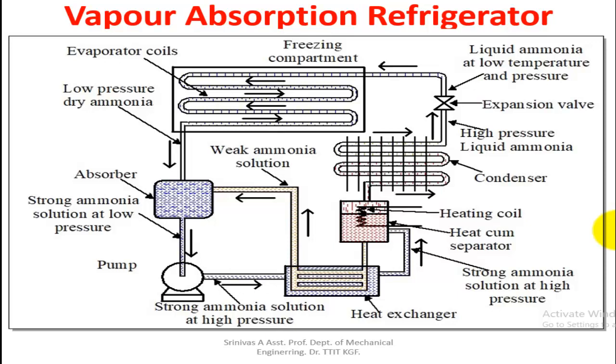In the last video, we discussed one type of refrigerator, that is the vapor compression refrigerator, and this video will discuss the construction and working of the vapor absorption refrigerator. And this is a block diagram of the vapor absorption refrigerator, and now we'll go to the important parts of the vapor absorption refrigerator.